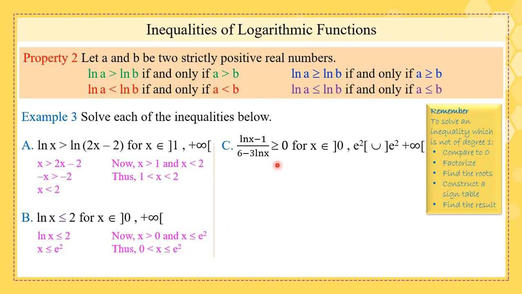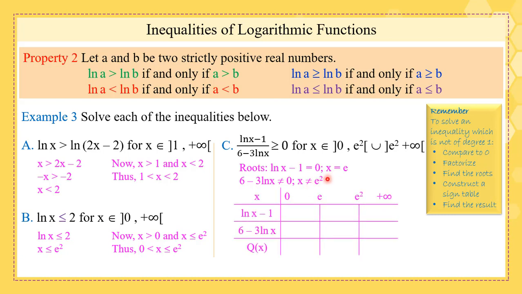Now, this inequality, remember, again and again, to solve an inequality which is not of degree 1, we compare to 0, factorize, we find the roots, we draw a sign table, and we find the result. This is the domain of definition. So here it is already compared to 0 and it cannot be factorized anymore. We begin by finding the roots. If ln x minus 1 is 0, this means that x is e because ln x is 1. And 6 minus 3 ln x is 0 when x is e squared. So in fact, we have e and e squared.